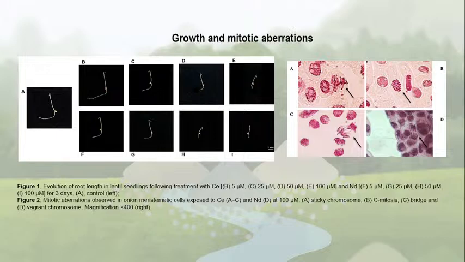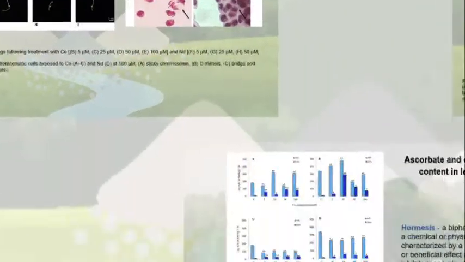About the mitotic aberration, as the professor already explained, they're present in all conditions. Even in normal growing conditions we have aberrations, but a high percentage also shows high stress. In our species, we found these four aberrations, which are sticky chromosome, c-mitosis, bridge, and vagrant. And at the highest concentration, 100 micromolar, their percentage was very high.